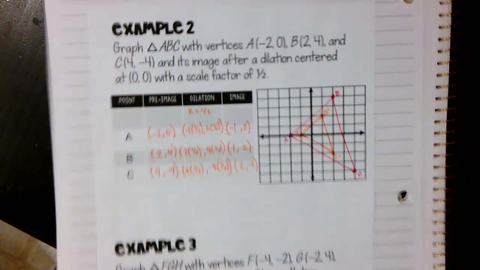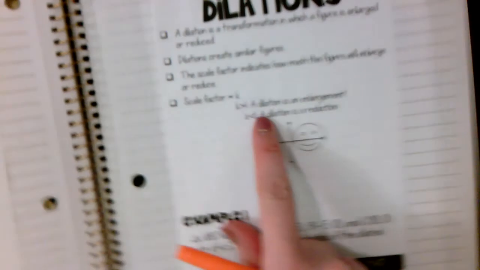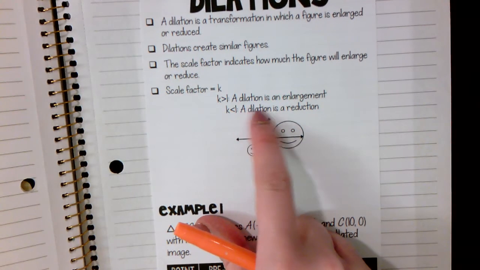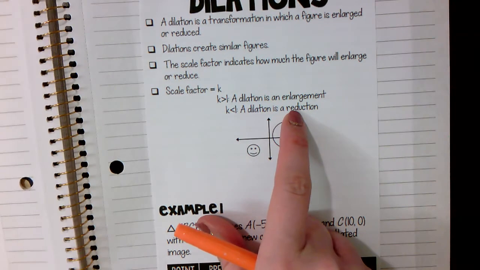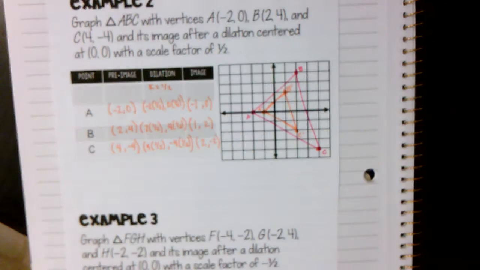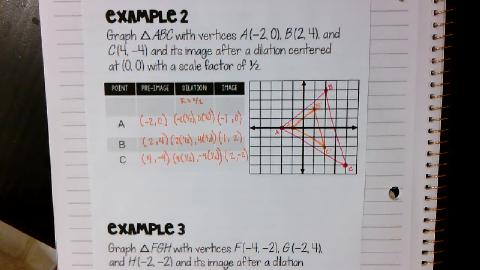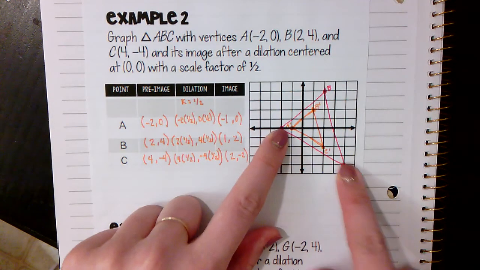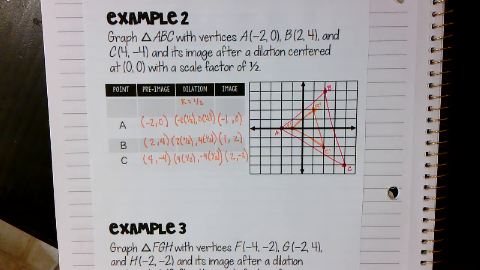Remember on the first page we talked about your scale factor. If it is less than 1, your dilation is going to be a reduction, and 1/2 is less than 1. So our new shape should be smaller than our original. So our pre-image that had not been transformed in any way was the large pink triangle, and then our new image that was dilated at a scale of 1/2 is much smaller.